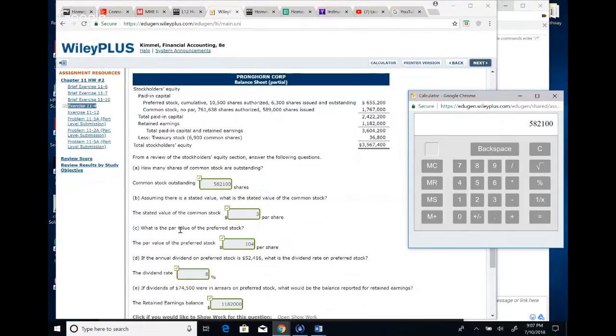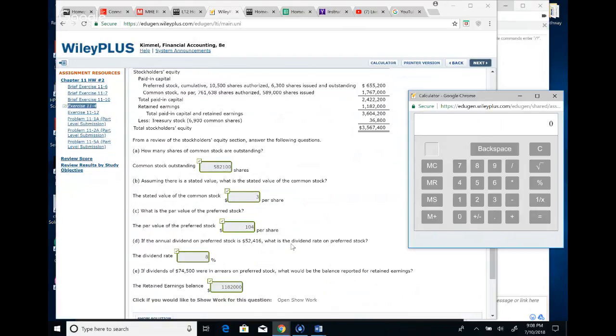So what is the par value of the preferred stock? Well, in order to find that, you do the exact same thing, except you take 655,200 and you divide that by the number that were issued, which was 6,300. That gives you a total of 104.